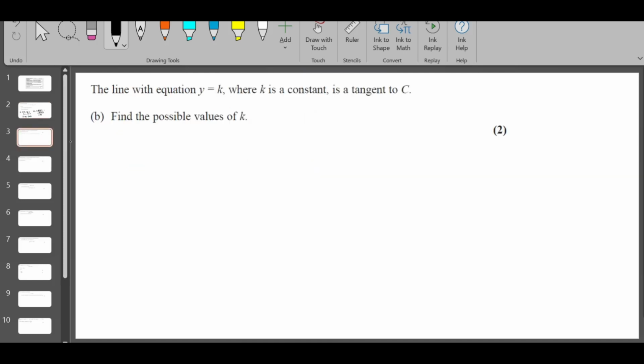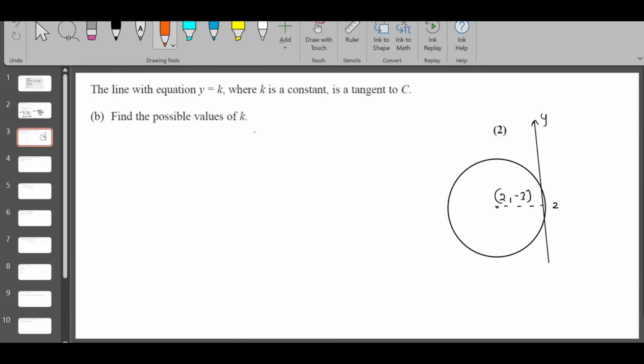The line with the equation y equals k, where k is a constant, is a tangent to C. Find the possible values of k. Okay, I'm going to show you a little diagram here. We have a circle with center (-3, 2). We don't know where the y coordinate is. Let's say the y coordinate is here. The y coordinate here is 2, right?